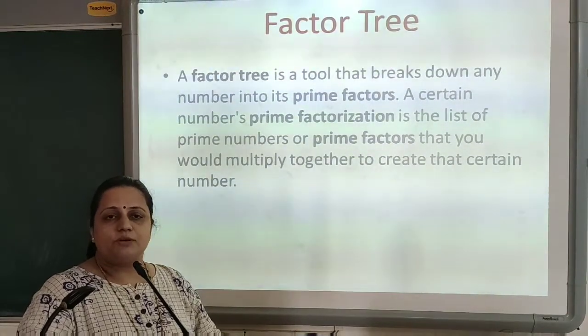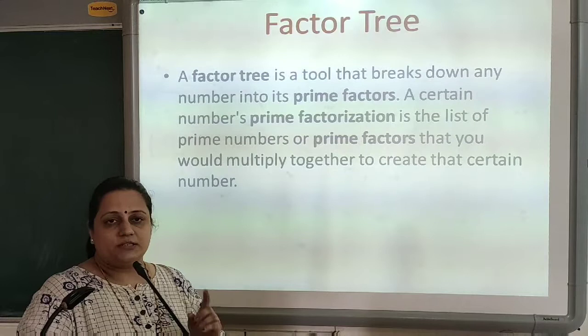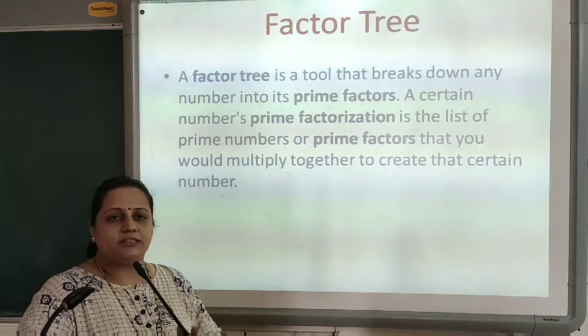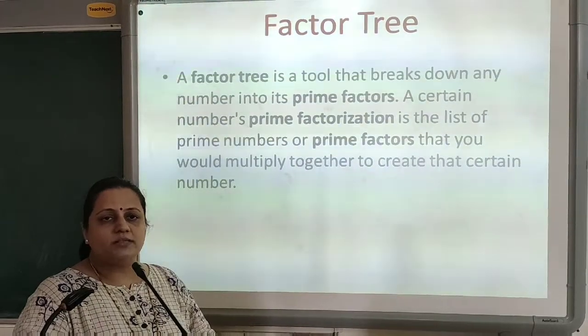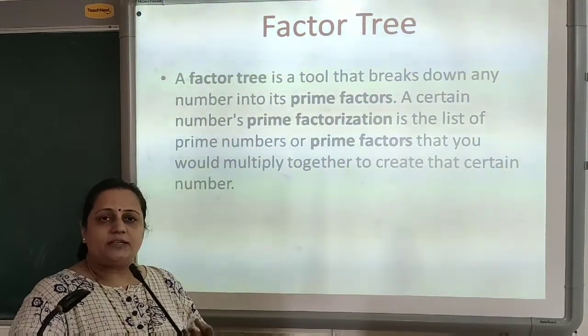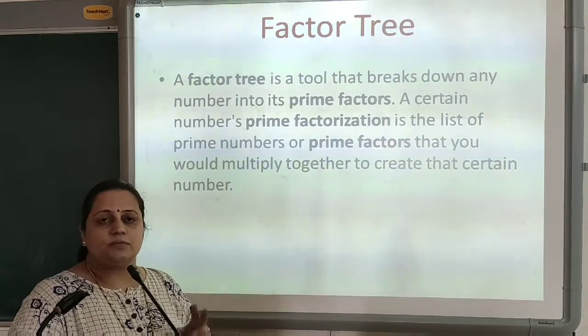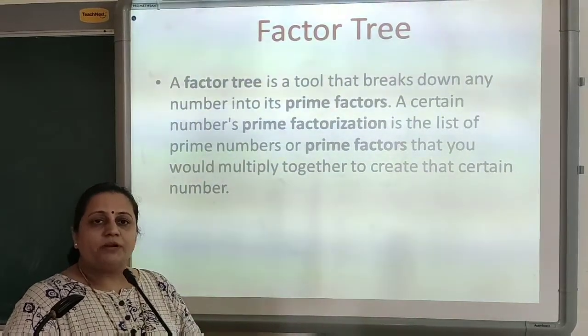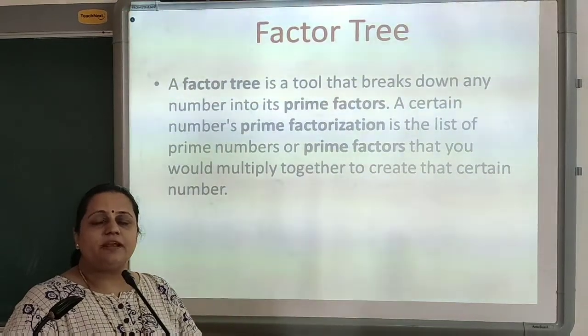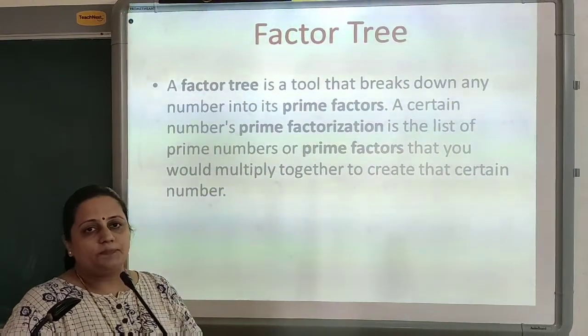Prime numbers are the numbers which have only 2 factors, factor 1 and the number itself. And what is meant by composite number? Composite numbers are the numbers which have more than 2 factors. As I told you, 1 and the number itself, these 2 are compulsory factors for each and every number. But if any number has more than 2 factors, then that number is called a composite number.